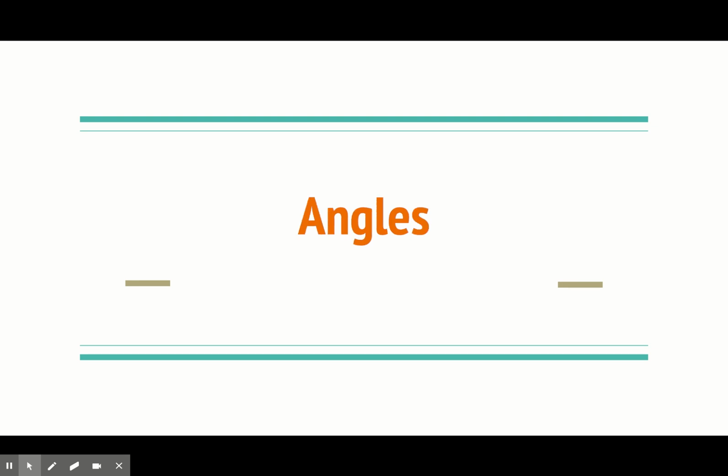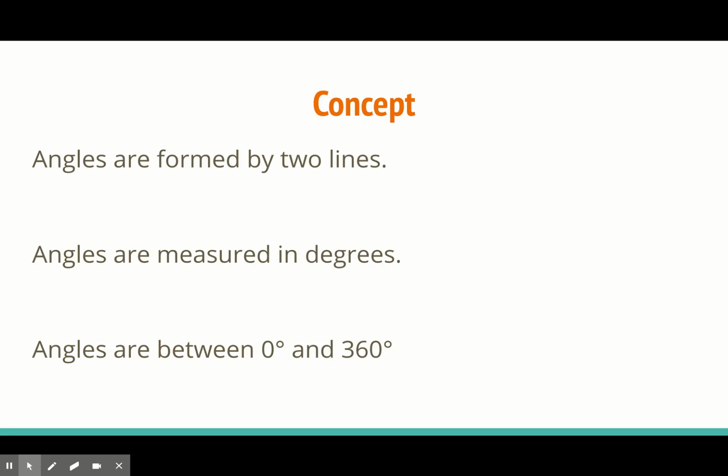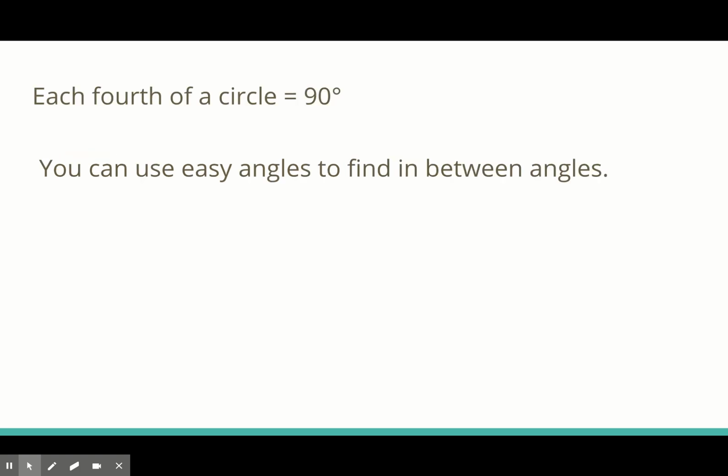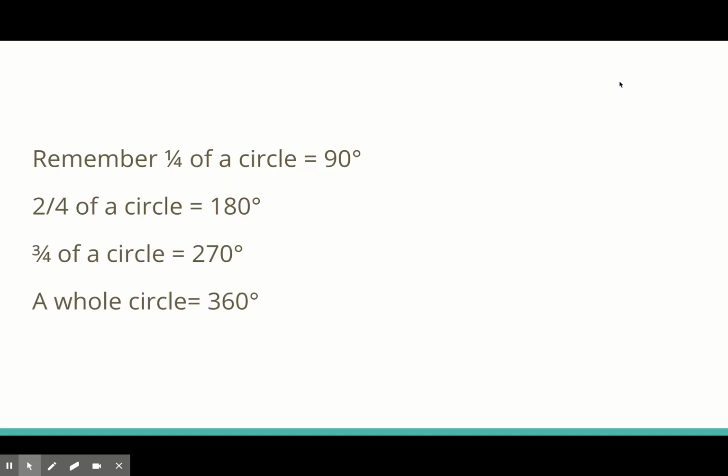Time to get to those angles. Angles, angles, angles. Angles are formed by 2 lines. Angles are measured in degrees. Angles are usually between 0 and 360 degrees. Each fourth of a circle equals 90, and you can use easy angles to find in-between angles. I'll show you what that means in just a second. Remember, 1/4 of a circle is 90, 2/4 of a circle is 180, 3/4 of a circle is 270 degrees, and finally a whole circle is 360 degrees.